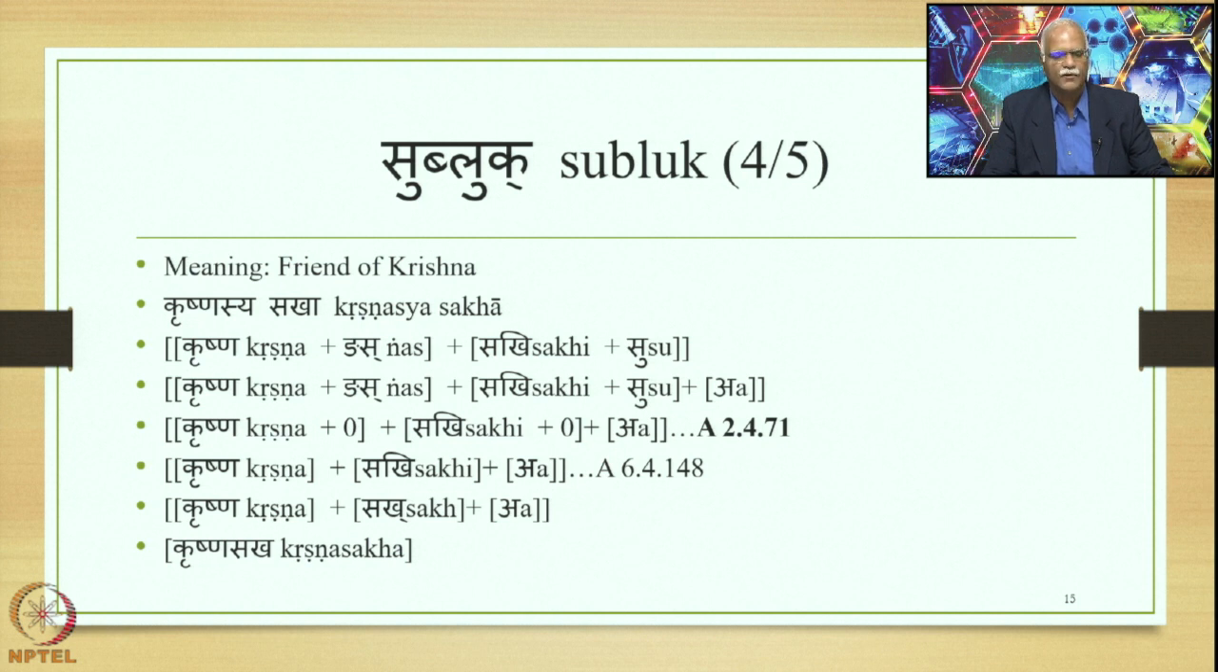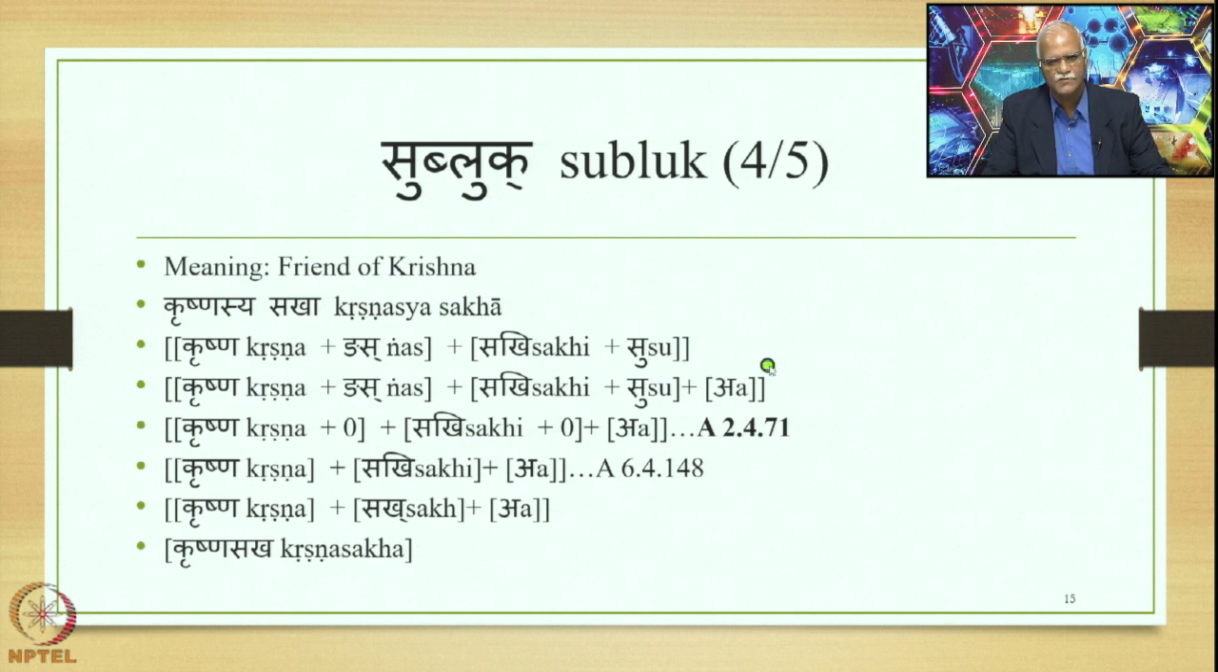Let us also observe this in the derivation of the second example that we have studied earlier, where the meaning is friend of Krishna, or Krishnasya Sakha. And the Alaukika Vigraha is Krishna plus Ngas and Sakhi plus Su. And then we add the Samasanta Pratyaya here, Krishna plus Ngas plus Sakhi plus Su, and this touch, A, is added. And now, after we add this, obviously, this Alaukika Vigraha itself enables it to be called a samasa.